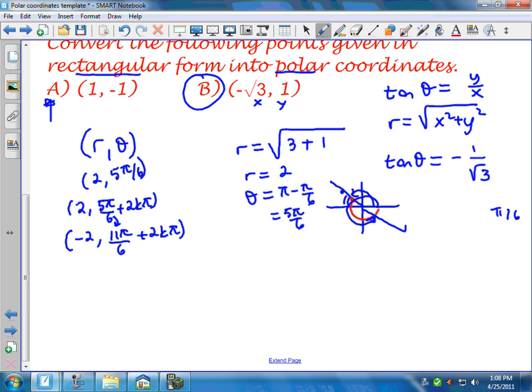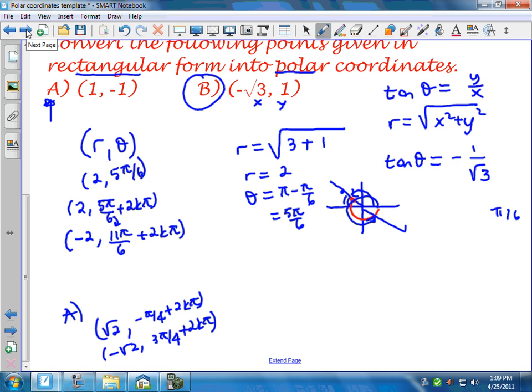Okay, I'm going to give you guys the answer for the part in case you did it later and you want to check your answer. One possible representation is root 2 comma negative pi over 4 plus 2k pi. And another representation would be negative root 2 comma 3 pi over 4 plus 2k pi. Again, there are other forms possible, but if you understand it, then you'll know which ones are equivalent.